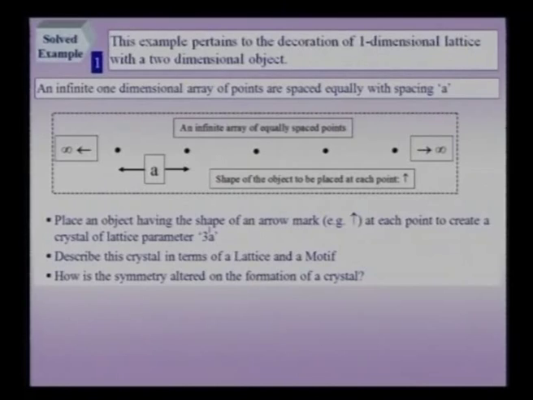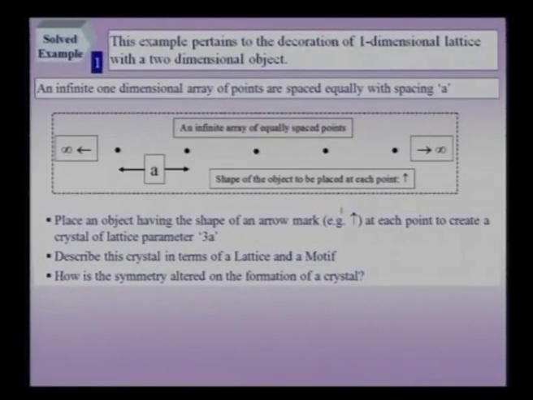So let me re-emphasize the question, that I want to place an object in the shape of an arrow mark. So far I am calling it an object or an entity, I am not calling it a motif, and it will become clear when I do the example why I cannot do this if I call this a motif. Okay. So I have an arrow shaped object and I want to make a crystal of lattice parameter 3a.